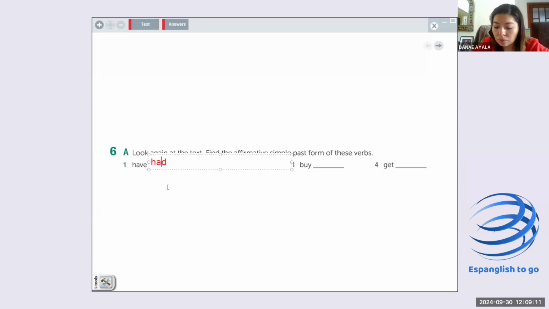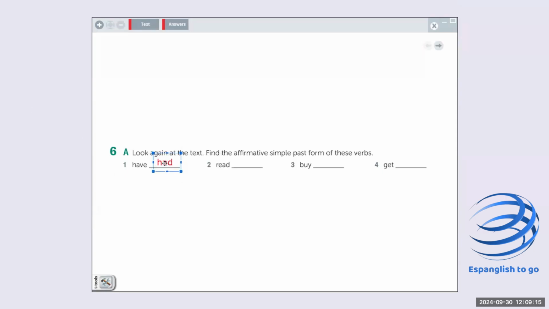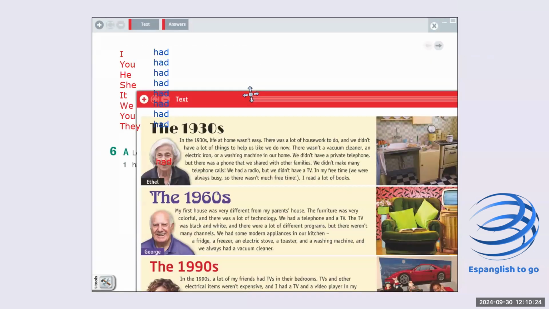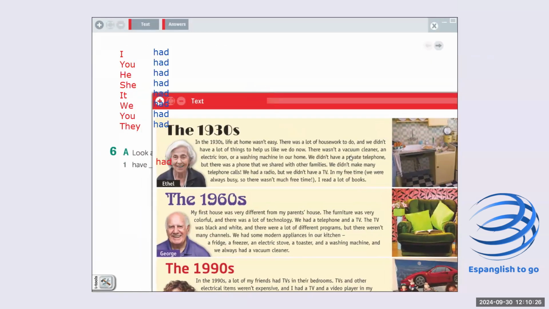The verb in past is the same for all persons, no difference. Okay, in the first paragraph, we have the past of read. What is the past of read? It's in the first paragraph.